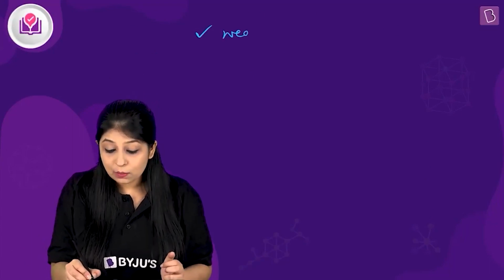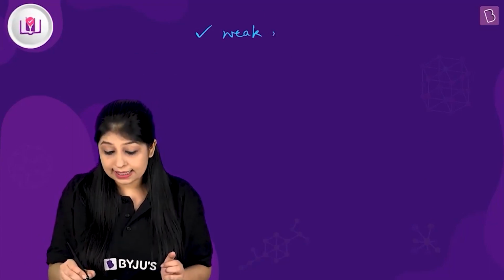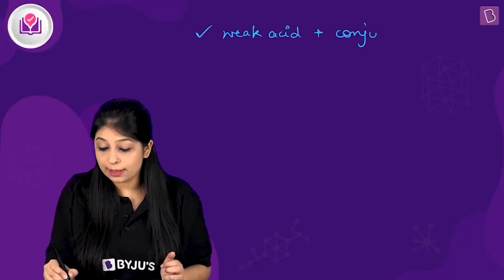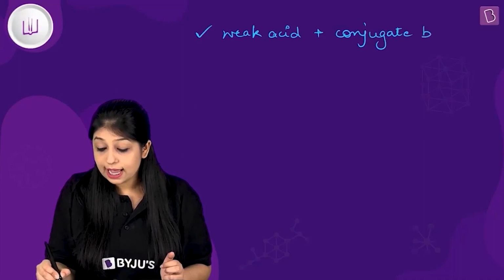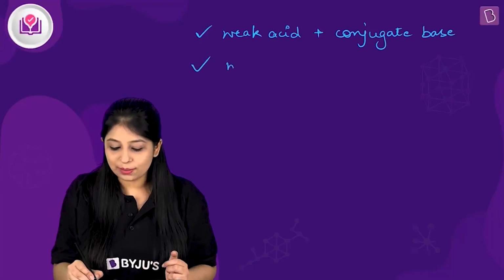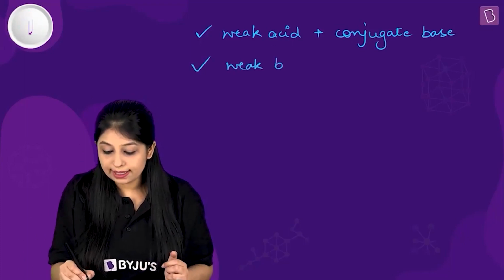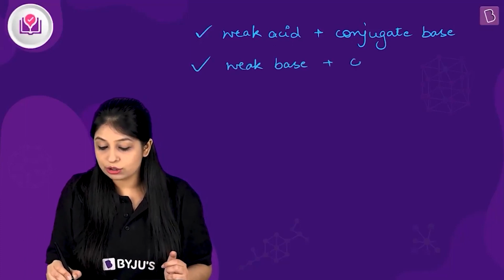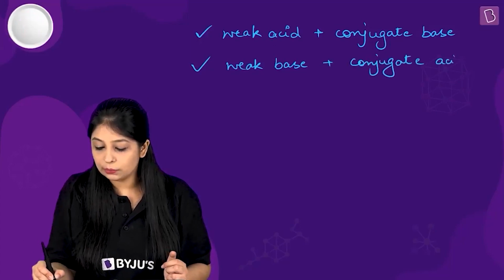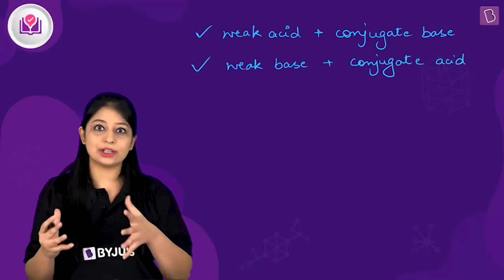Now, what are the conditions for a solution to be a buffer? Well, there are two types of buffer. The first one is the acidic buffer, which is a mixture of a weak acid and its conjugate base. Another one is the basic buffer, which is the combination of a weak base plus its conjugate acid. Let's do a quick revision here. What do we mean by conjugate acid and conjugate base?